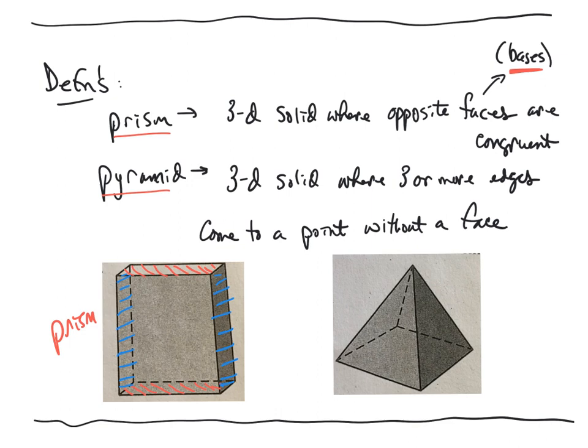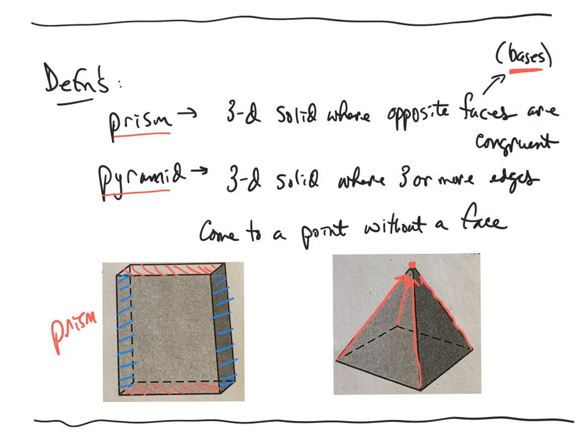And then a pyramid is when we have a solid where 3 or more of the edges, in this case 4 edges, come to a point without a face. So this edge comes up to this point, this edge comes up to this point, this edge comes up to this point, and this edge.